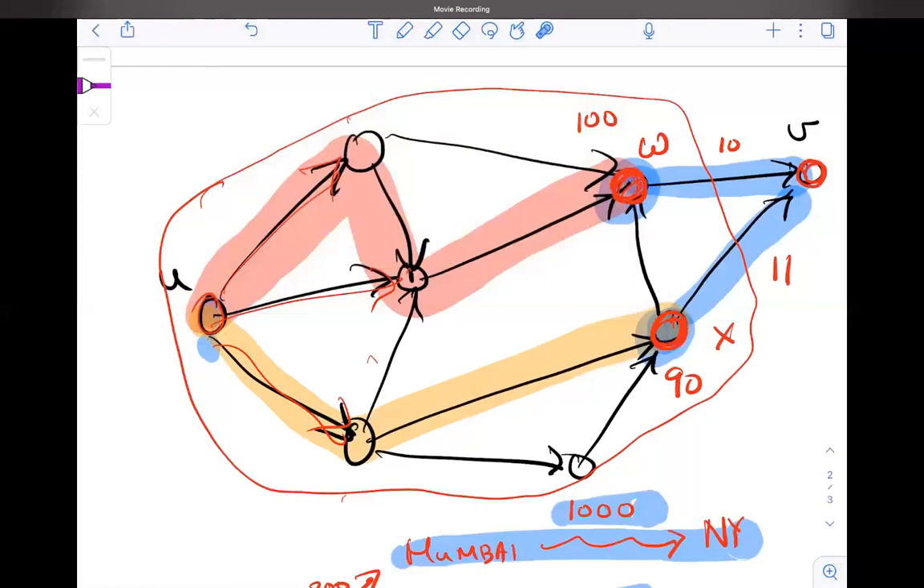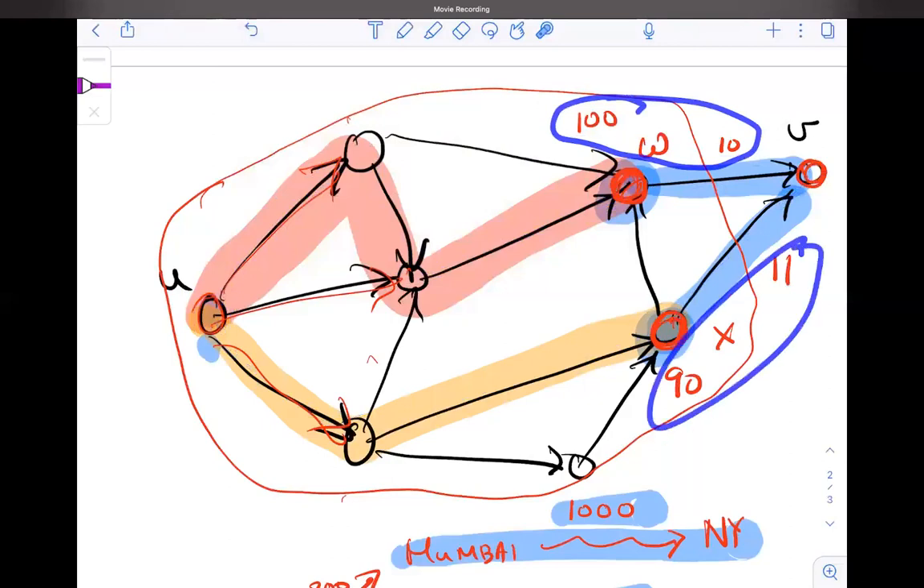So if I have to enter through W, I have to first of all find out the shortest path between U and W, and that length is 100. And in that case, for me to come to V through W, the shortest path length is 100 plus 10, which is 110. Similarly, the shortest path length from U to V through X is 90 plus 11, which is 101. Okay, so the minimum of 110 and 101 is what?